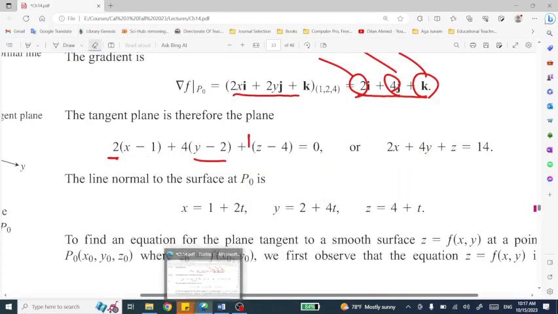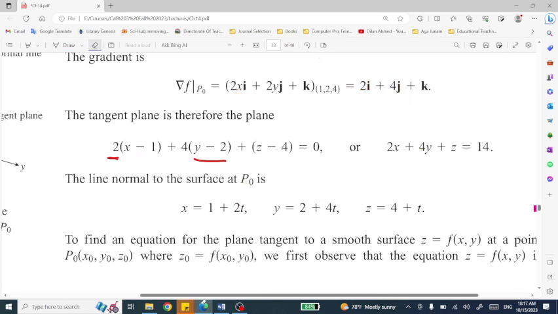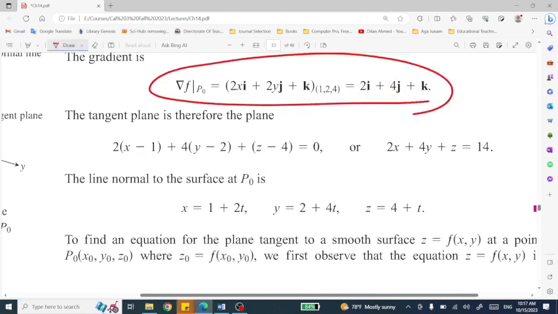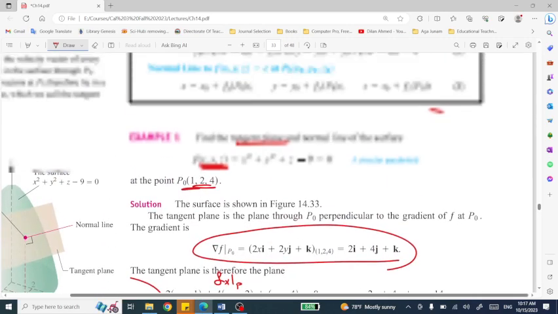Do you have any question? For example, that one is extra for me, because I know fx at the point, I and J. Understood? Any question?